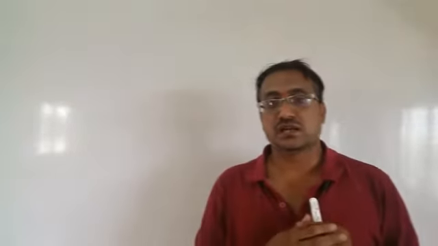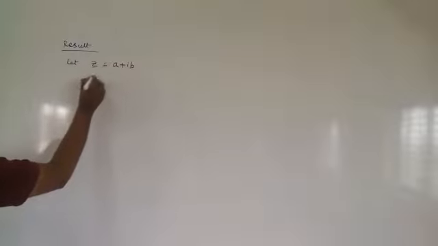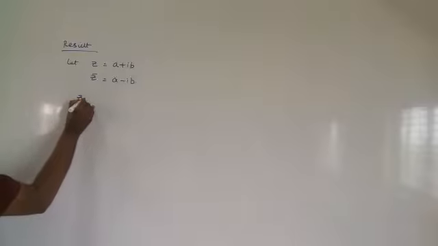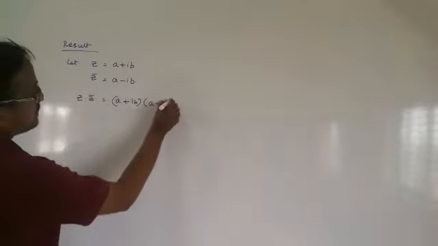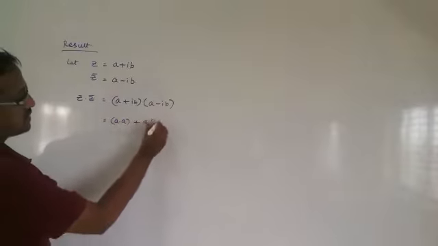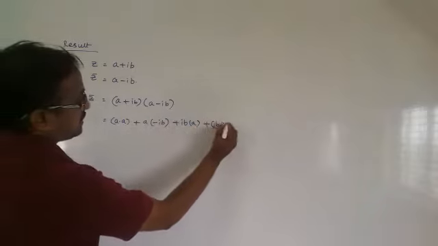Now let us see another concept. Let us multiply a complex number with its conjugate. Let z is equal to a plus ib and conjugate of z is a minus ib. Now let us multiply z with its conjugate, that is a plus ib into a minus ib. So you can see a into a plus a into minus ib plus ib into a plus ib into minus ib.